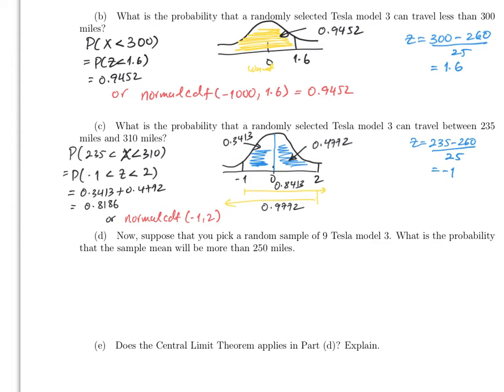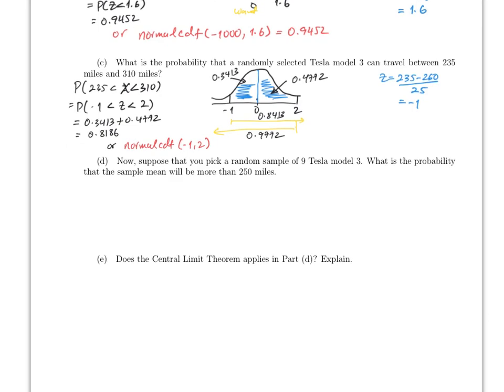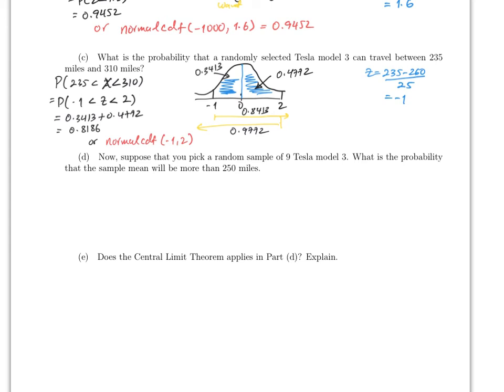All right. Now, part D and part E are from section 6.3. So now part D says, now suppose that you pick a random sample of 9, so n is 9. Now, can we use the central limit theorem or not? So let's answer part E first. Does the central limit theorem apply in part D? Yes, no, and why? Okay, so the answer is yes.